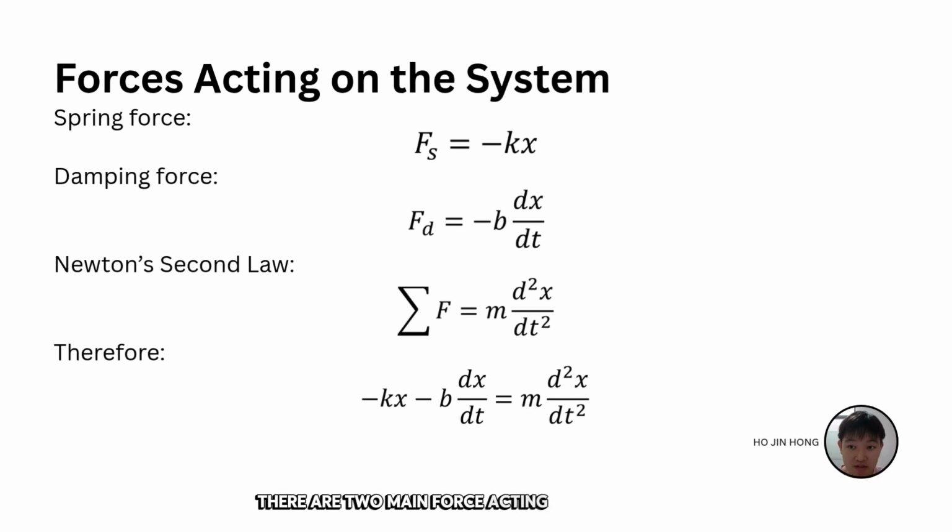There are two main forces acting on the coilover. The first one is the spring force. It acts opposite to the displacement and tries to bring the system back to equilibrium. The second one is the damping force. It acts opposite to the velocity and reduces the motion of the coilover. Here, x prime represents velocity, while x double prime represents acceleration.